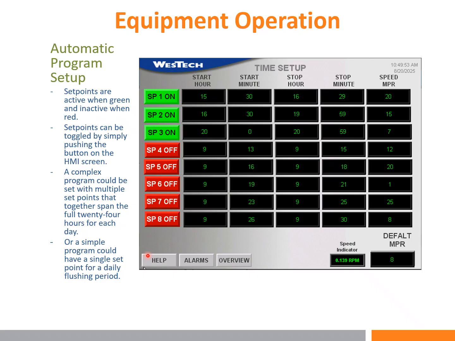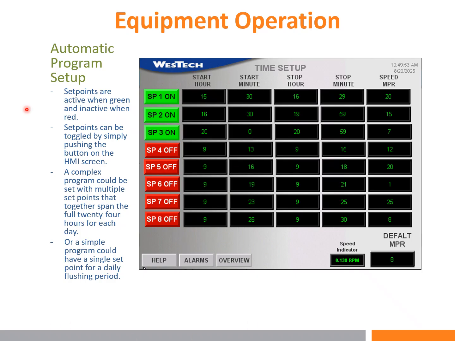However, it's important to note if you have adjacent times, they can't be the same. So in this case, between set point 1 and set point 2, your start and stop have to differentiate by at least 1 minute. So here, your stop is at 4:29 and your start is at 4:30. And then, for example, on this one, your stop is at 7:59 and your start is at 8 p.m. Just keep in mind that we're dealing with military time.